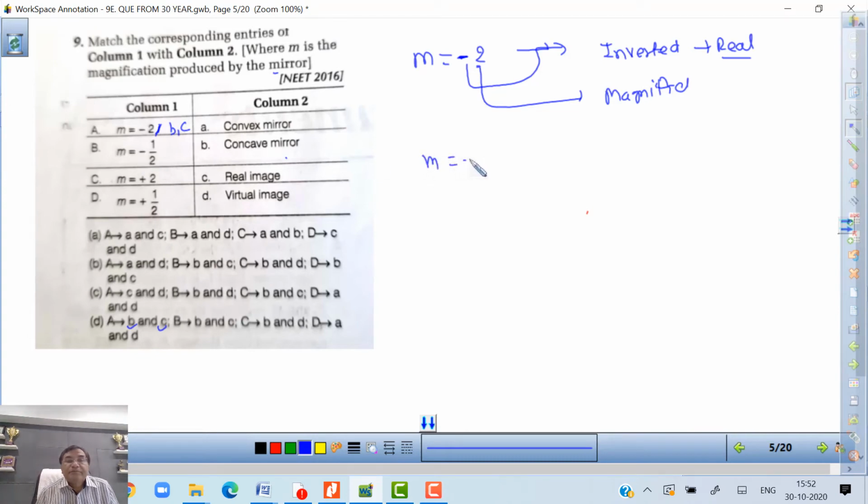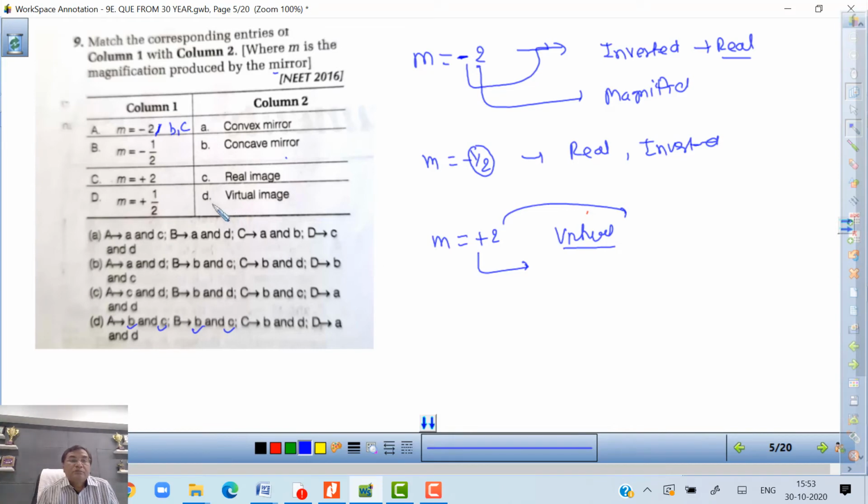m is equal to minus half. તો minus sign again it is real or inverted, બંને કહેવાય. And half means it is diminished. તો એવું કેમાં બને છે? તો કોન્વેક્સમાં તો ઓલવેઝ રિયલ ઇમેજ મળવાનું છે, સોરી વર્ચ્યુઅલ મળવાનું છે. તો એ તો આવવાનું જ નથી. કોન્કેવ મળશે, યસ, રિયલ જ મળશે. તો એમાં પણ બીસી જ આવવા જોઈએ. આવે છે, યસ. m is equal to plus 2. તો પ્લસ મીન્સ ઇટ ઇઝ વર્ચ્યુઅલ and it is magnified. તો વર્ચ્યુઅલ કેમાં આવે? તો ડી એક થઈ ગયું.